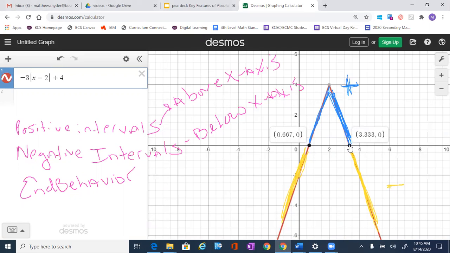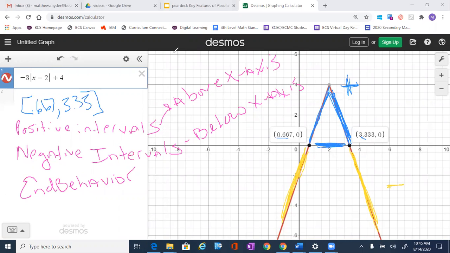And so let's do positive. I know that based off of this in blue, if I go from 0.667 on the x to 3.33, from here to here is my positive. So I'm going to say, okay, well, let's go 0.667 to 3.33.